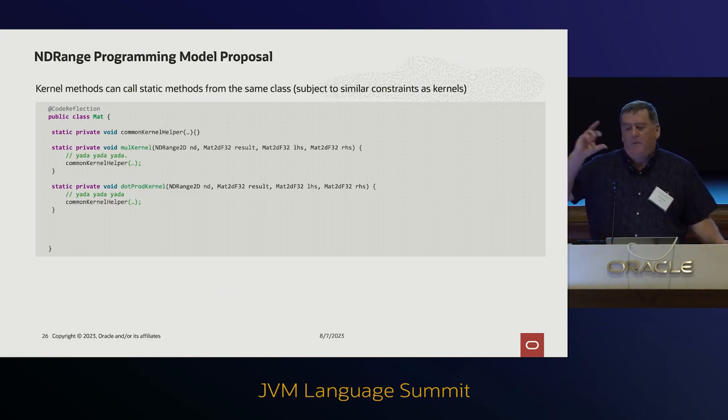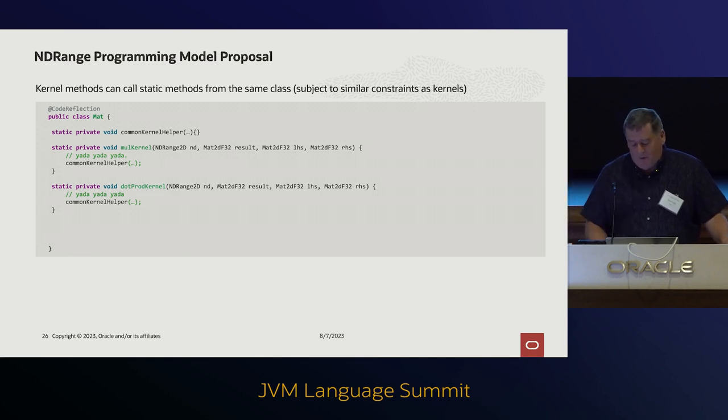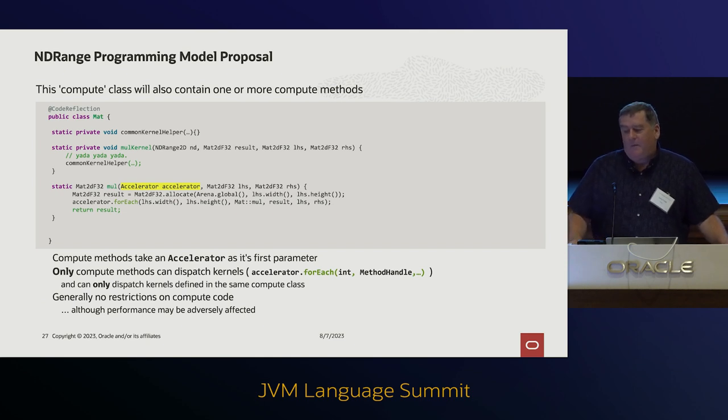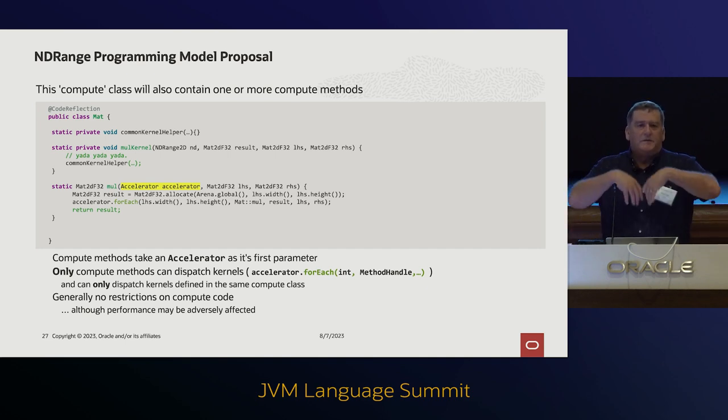So within our compute class, we've talked about the kernels. The other thing we're going to do is introduce compute methods. So this is an example, we've got two kernels in here. The other thing we can put in here is a compute method. Here my compute method's called mul. It's going to call the mul kernel for us. It's our entry point, the thing that's going to dispatch the kernel for us.